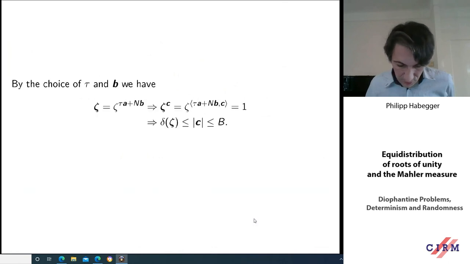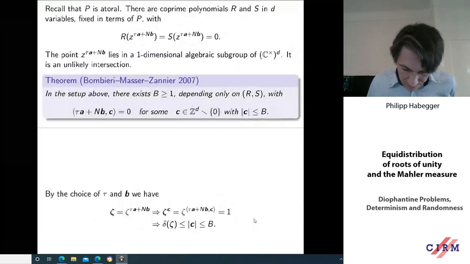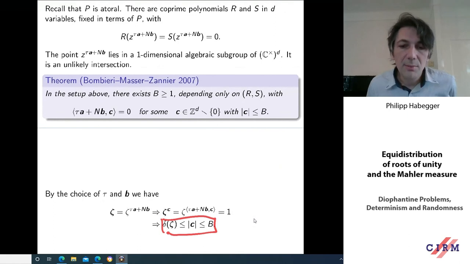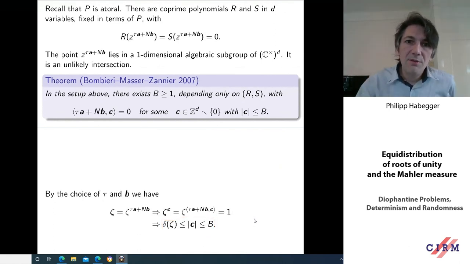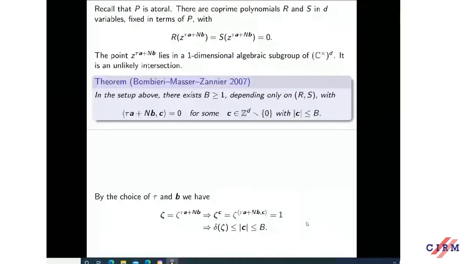And let me just go to the final slide. So what happens if this n·c is orthogonal to the exponent? Well, then I can take c as an exponent in zeta, and I get 1, and that means that the delta of zeta is at most b, right? And so that means if I have a root of unity, a point on the unit circle that's contained in the vanishing locus of my Q, that means the delta of zeta is bounded, and that will mean that the proof is over, because we can assume that delta of zeta is as large as 1.